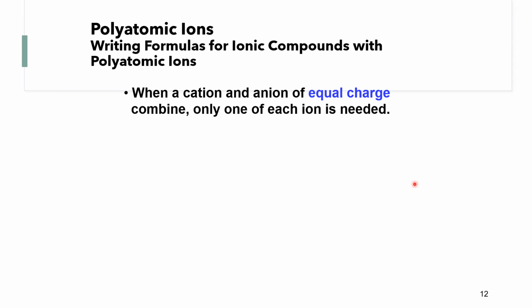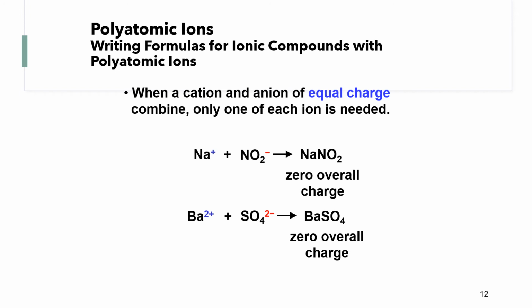Okay, so when a cation and anion of equal charge combine, you only need 1 of each. So in this case, we have sodium and nitrate, I believe. Sodium is +1. This is -1. You only need 1 of each to get the overall 0 charge, so you just write it as is. Same for barium sulfate.